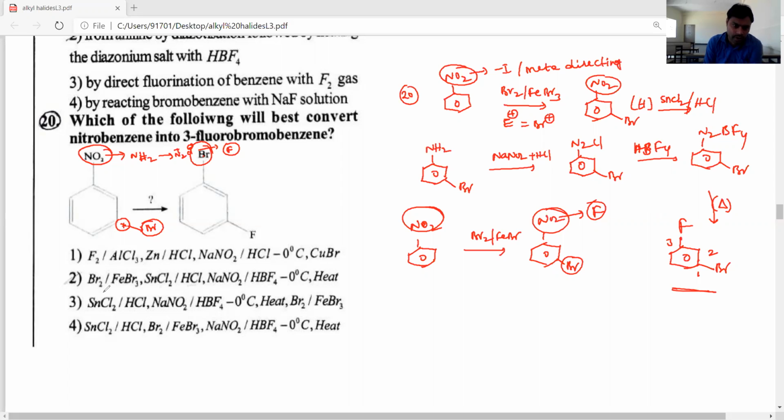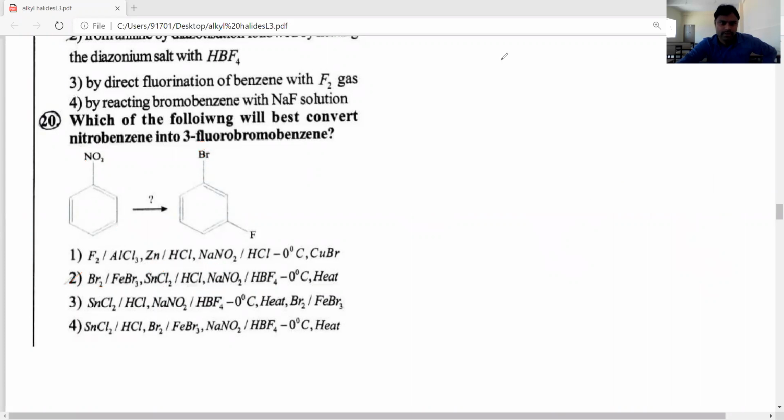So what are the steps we followed? Bromination followed by reduction, then diazotization, then treatment with HBF4 upon heating. So the second option is correct. The second option, containing the reagents, is correct for the conversion of nitrobenzene into 1-bromo-3-fluorobenzene. Okay, this kind of question is also very important for JEE and NEET. Okay, let's go for the next question.